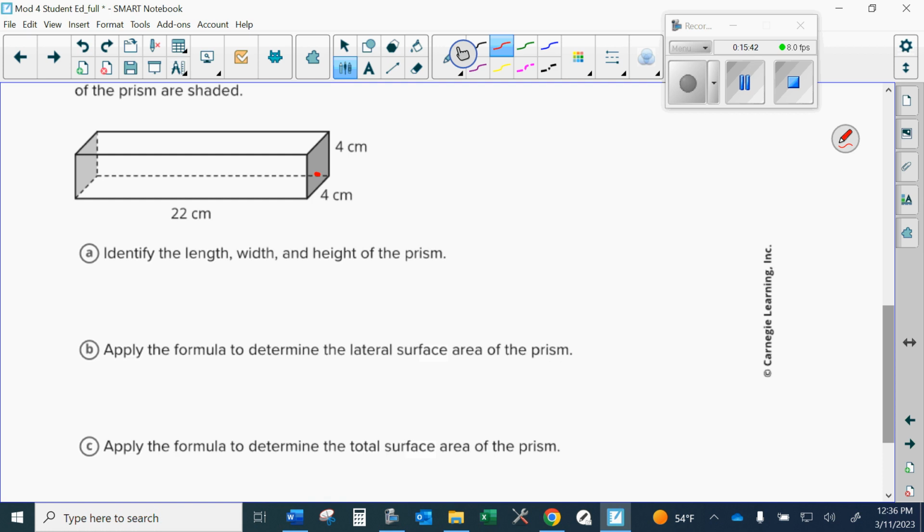So they made these the bases here. Identify the length, width, and height. Okay, so length, width, height.